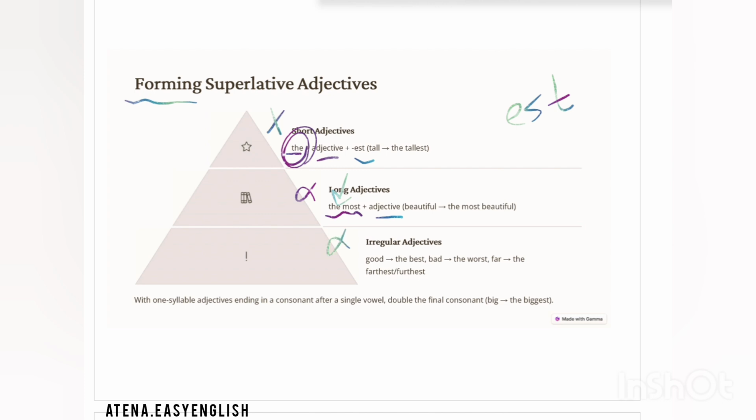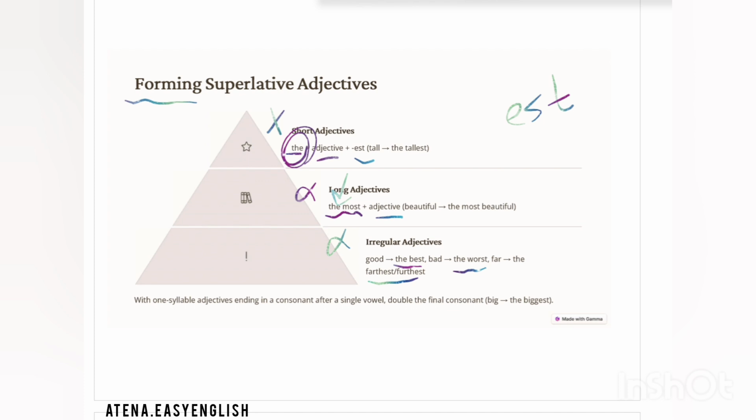And the last group, of course, is about the irregular adjectives. Can you remember in comparative, we said we have irregular like good, better, bad, worse. And here, for example, good, the best, bad, the worst, far, the furthest. So here are irregular adjectives that you need to memorize in your mind.